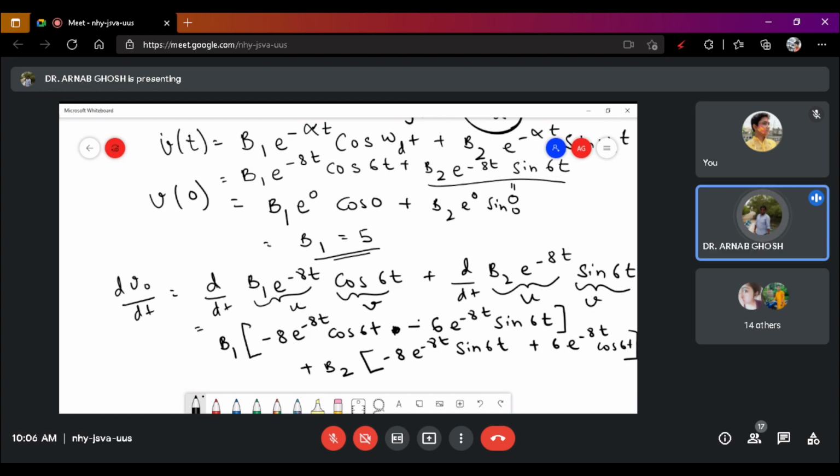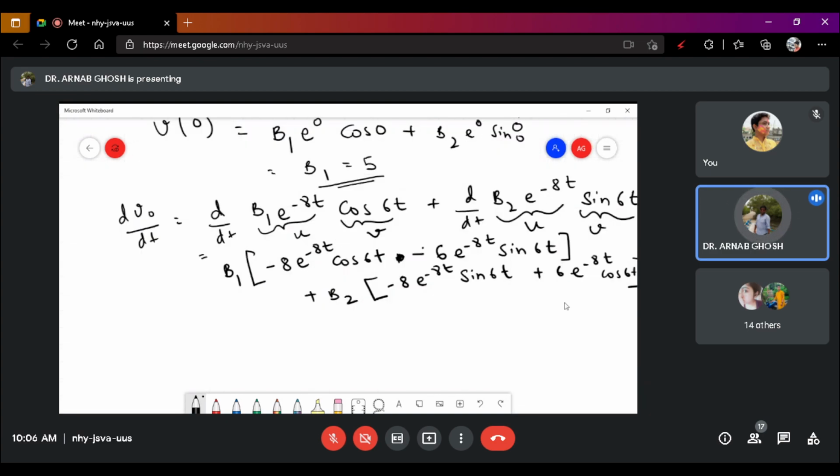Now you simply put time 0, since you are calculating this at time 0. So this is dv0 at time 0 by dt. All the sine terms will be equal to 0.